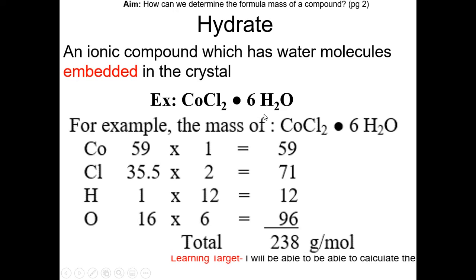Here's how you would calculate the formula mass of a hydrate. You have to add up the mass of the ionic compound and the water molecules. So here's an example of the calculations. We have 1 cobalt, we have 2 chlorides, and since we have 6 water molecules, we have 12 hydrogens and 6 oxygens. If you add them up, this will be the gram formula mass of this hydrate.